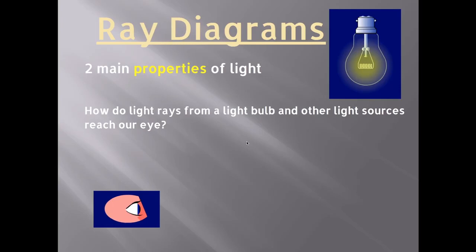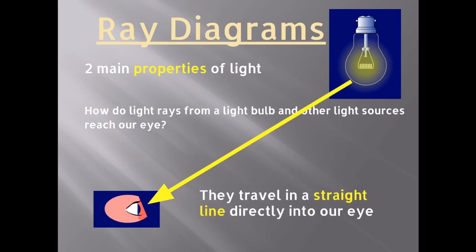So, two main properties of light we're going to look at here. The light comes from the light bulb, in this case, to the eye. There's a common misconception that it goes the other way, but the light comes from the light bulb to your eye. And it travels in a straight line. We know that because we can't see around corners. So there's the first thing about light.